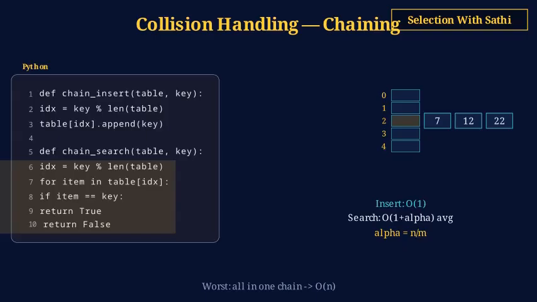Insert is O(1) since we just append. Search takes O(1 + alpha) on average, where alpha is the load factor n over m. Worst case, all keys collide and search becomes O(n).